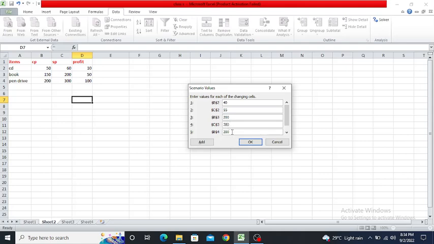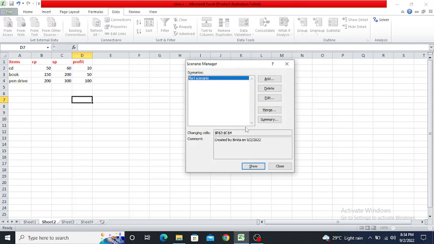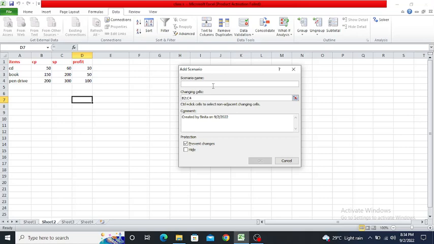Okay, then next one is cost price of the pen drive. Here we are changing from 200 to suppose 250, and go below by scrolling it down, and here you give the selling price of the pen drive as some other value like 450 or 400. Okay, so this is the scenario which you have created. Just click on OK. So this is the first scenario. Now add another scenario. So here I am writing second scenario, and again I am selecting the cell values. It is already selected here, you see these cell values. Then you click on OK.